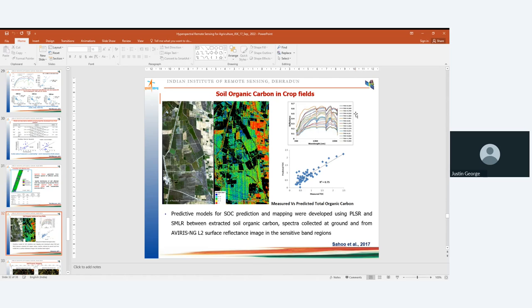And using the various PLSR techniques, they have identified certain wavelength regions which are highly sensitive to variations in organic carbon. The predictive models for prediction and mapping were developed using PLSR and linear regression models, and they have applied them, using the sensitive bands, onto the study area. Here you can see the variations. The high color indicates the higher organic carbon content, and similarly the gradations and the fertility zonation maps can be generated in diverse areas.